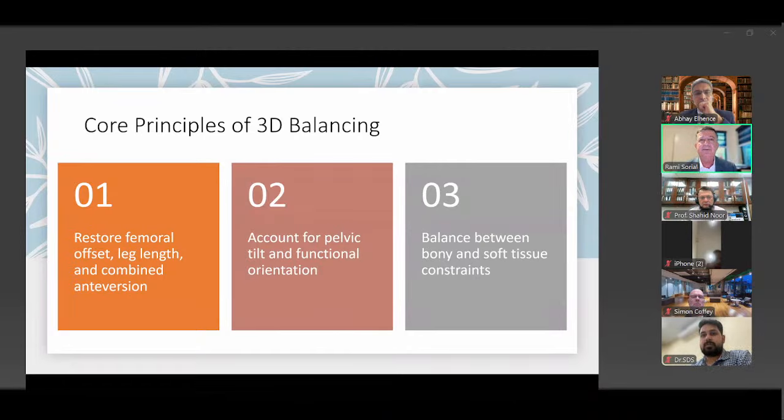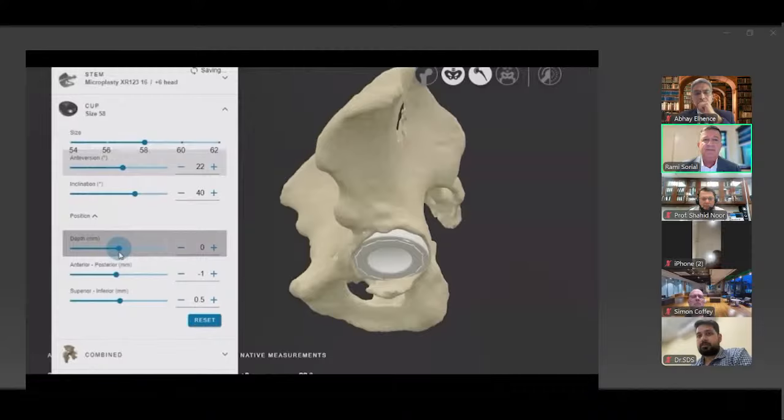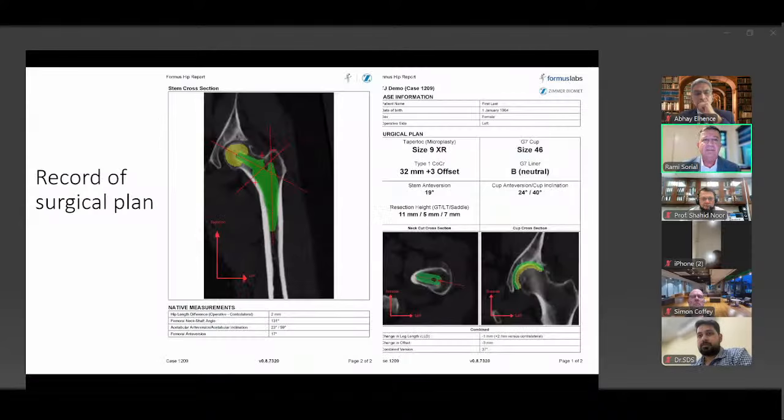So the core principles of 3D balancing: restore femoral offset, leg length, and a combined anteversion. Secondly, account for pelvic tilt and functional orientation. And finally, balance between the bony and soft tissue constraints at hand. There's a number of software programs that allow you to do this. Formus planning software for THA based on CT gives you orientation of your acetabular component and your femoral component and records a surgical plan at the end.